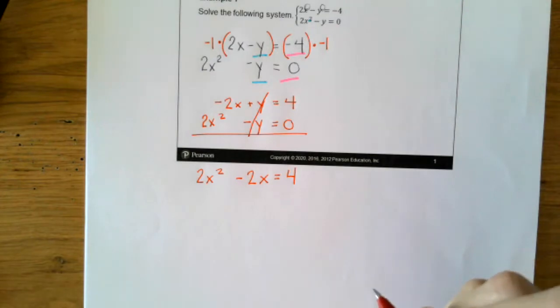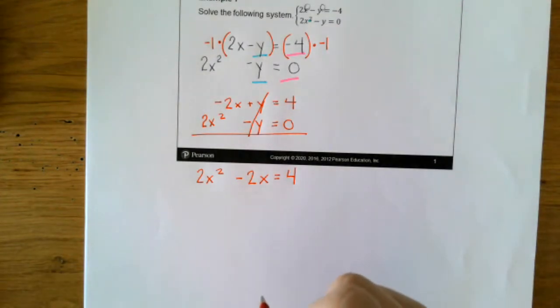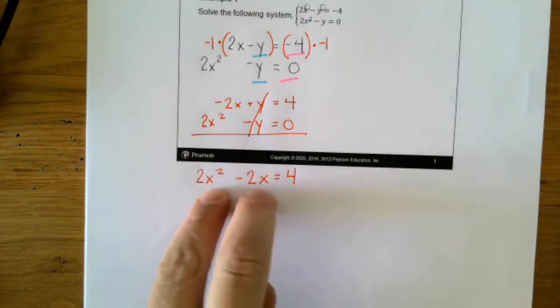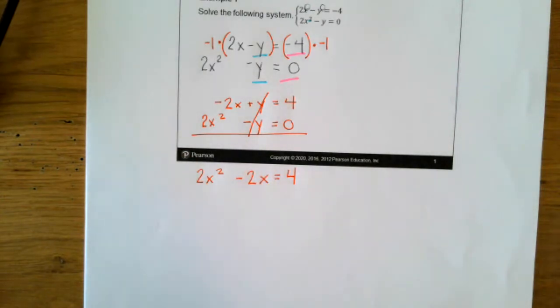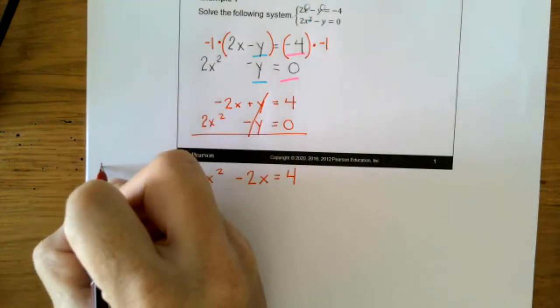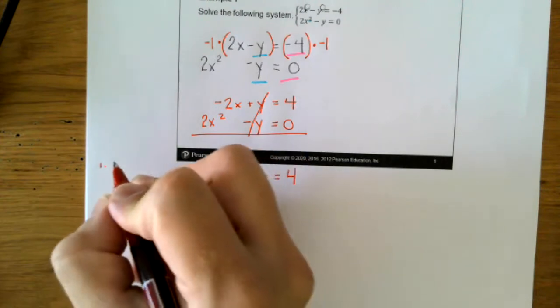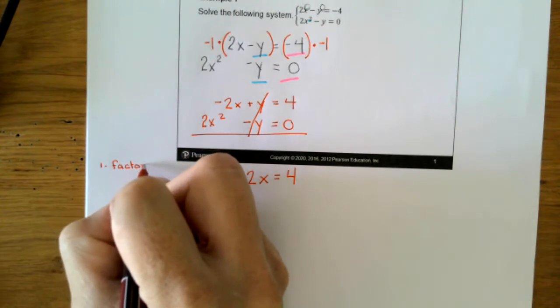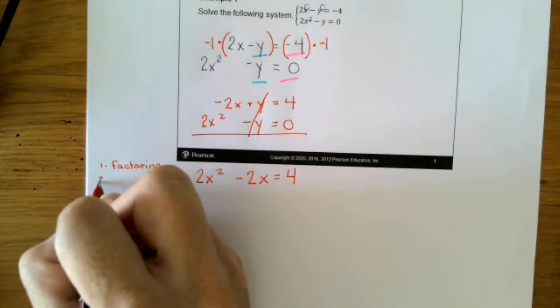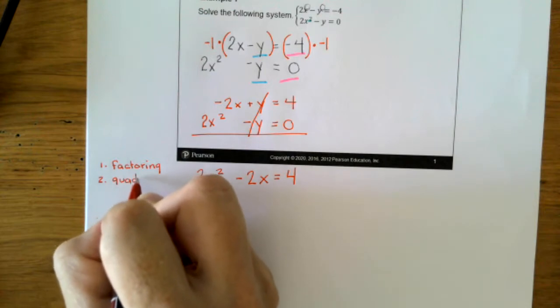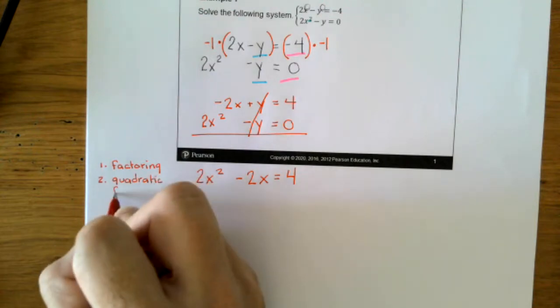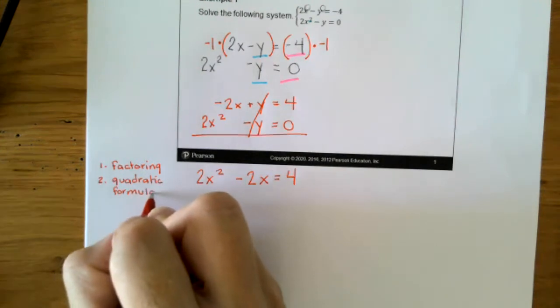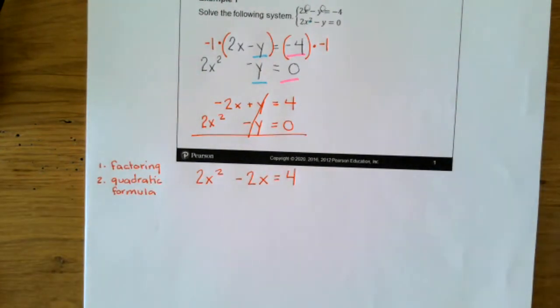Okay. Now we have a quadratic equation, and instead of solving for x, we need to solve for a quadratic, which means our choices were, what's it called? Factoring. Or using the quadratic formula. Whichever one you like. Well, I mean, some of them don't factor, so in that case, use the quadratic formula.